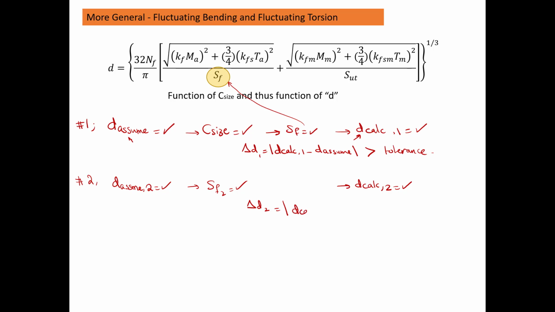So I have D calc 2 minus the second assumed value. It's still larger than the tolerance. So should I increase or decrease my assumption? Am I too far away or what? There's a method to solve such equations, and that's the Newton Raphson's method.